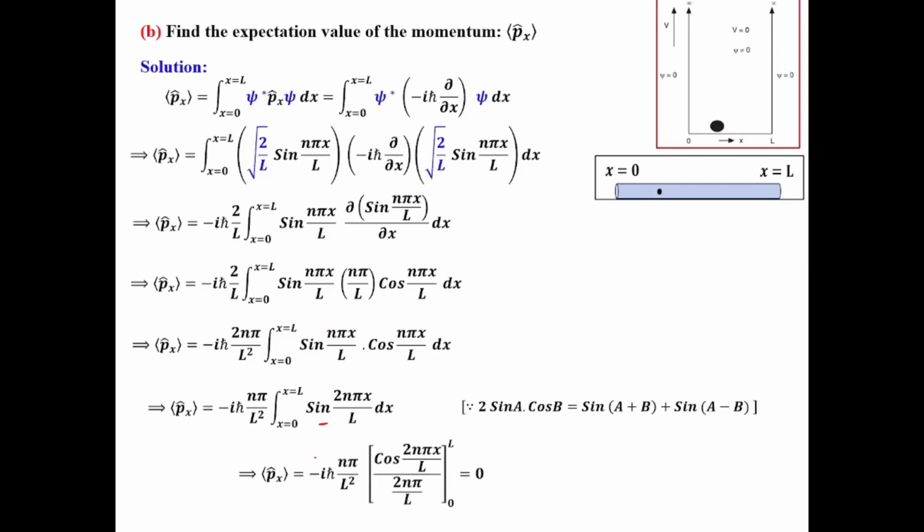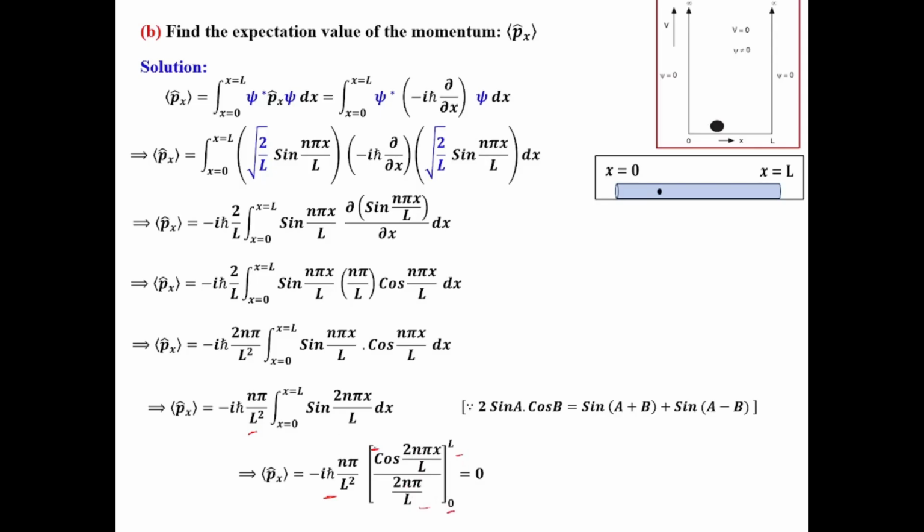Now we have to just integrate. Sine ax integration is your what? Minus cos ax by a. So here a is nothing but this value, 2n pi by L. So the integration of this will be how much? Here iota h cross n pi by L square is written as such. This will be minus, mistakenly not written, minus cos 2n pi x by L by 2n pi by L, with limit 0 to L.